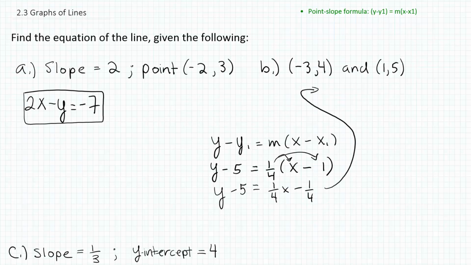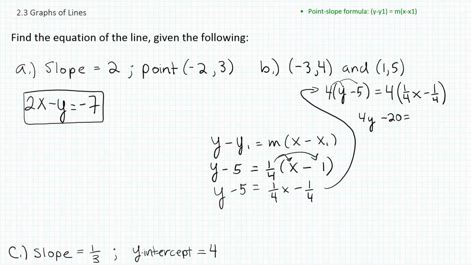Okay, so let's do that work up here. So we'll have 4 times y minus 5 is equal to 4 times 1/4 x minus 1/4. All right, so the 4 multiplies by y to give you 4y. The 4 multiplies by negative 5 to give you negative 20.